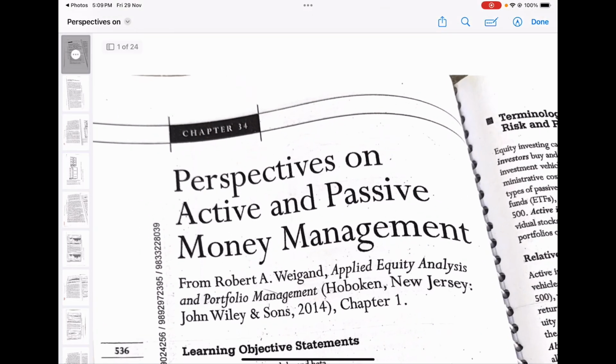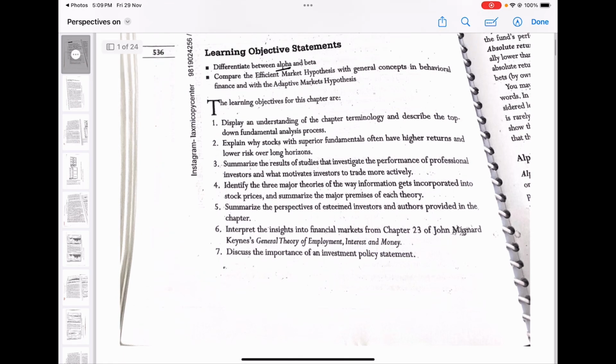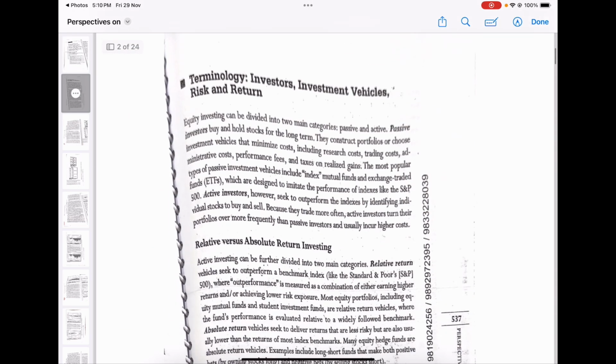Hello everyone, in this video we'll be beginning with chapter number 34 of CMT Level 2, perspectives in active and passive money management. In this chapter we'll see what the differences are between active and passive investment, which one is better, and what advantages each of them has. We're also going to see what alpha and beta are, what the efficient market hypothesis is, and so on. So let's begin with the chapter.